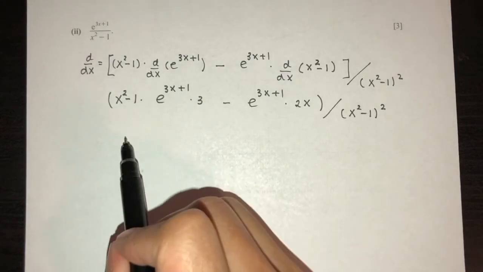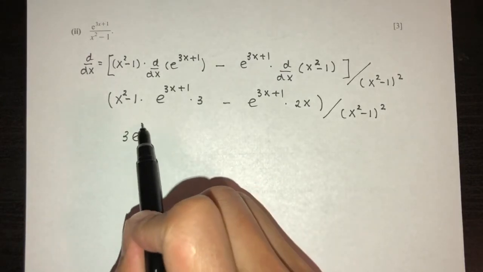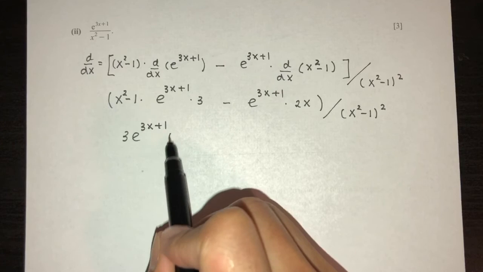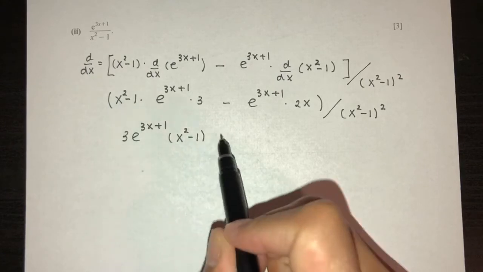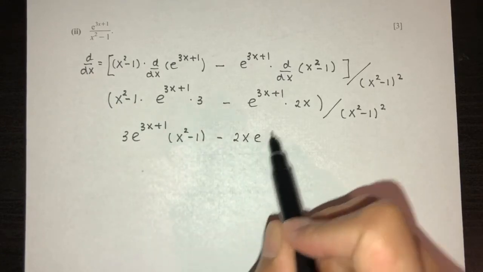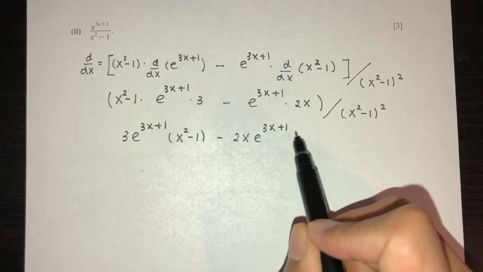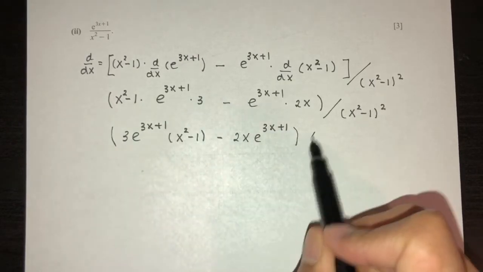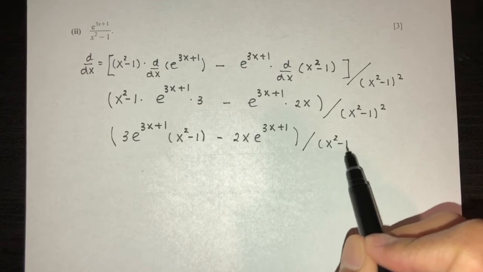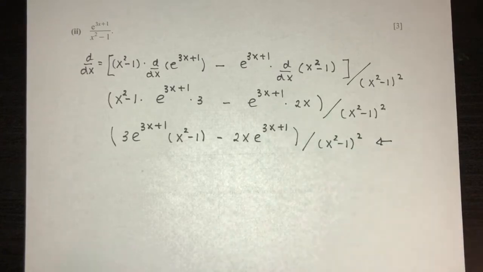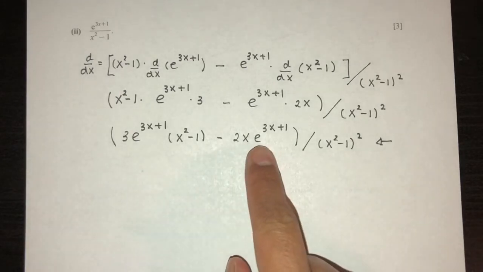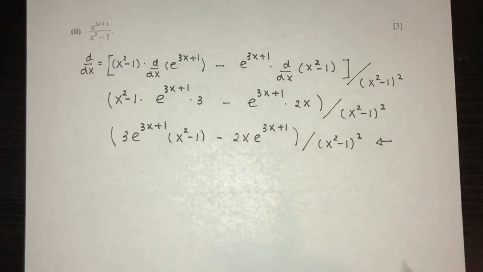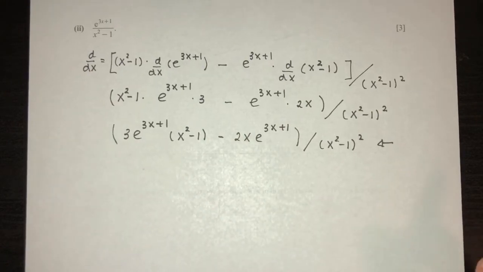Simplify, here you will have 3 exponential 3x plus 1 times x squared minus 1 minus 2x exponential 3x plus 1 divided by x squared minus 1 squared. So you can leave your answer just like that. That is enough for your marks. If you want to, you can of course factorize those values as well, but this is okay for your answer. That is question number 7, part 2.